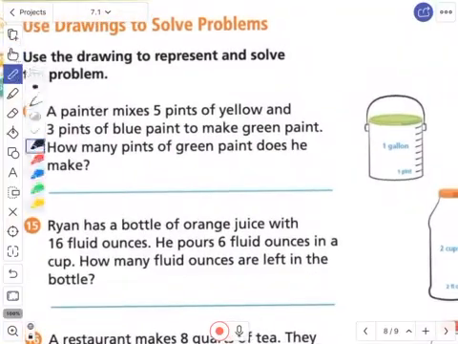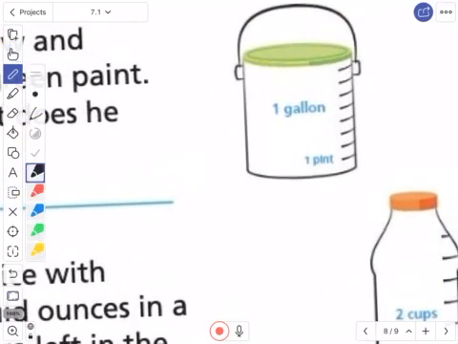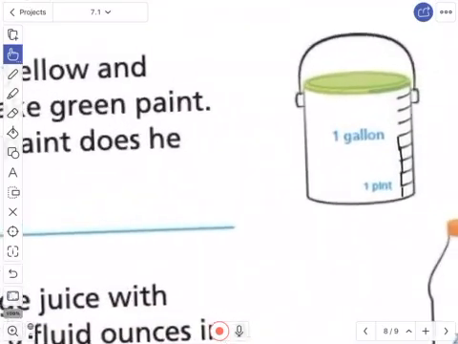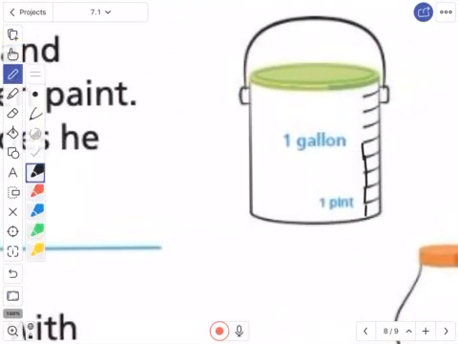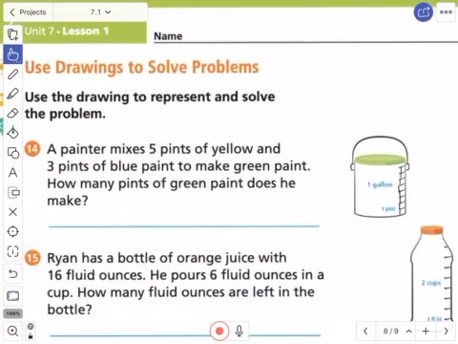So if it says there's 5 pints of yellow, the way I would think about it is like this. Okay, so 5 pints of yellow. So I have 1, 2, 3, 4, 5. And then it was 3 pints of blue. So then I could just do 1, 2, 3. And then I could figure out, so how many pints of green paint does this painter make all together?